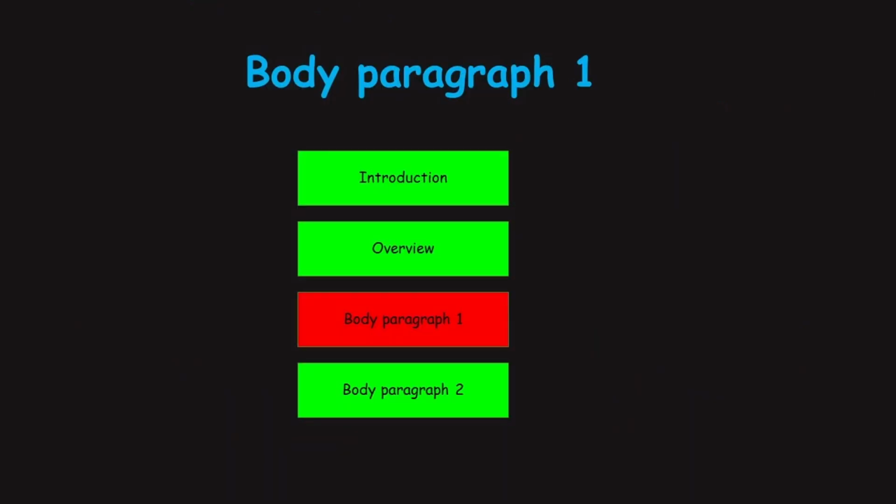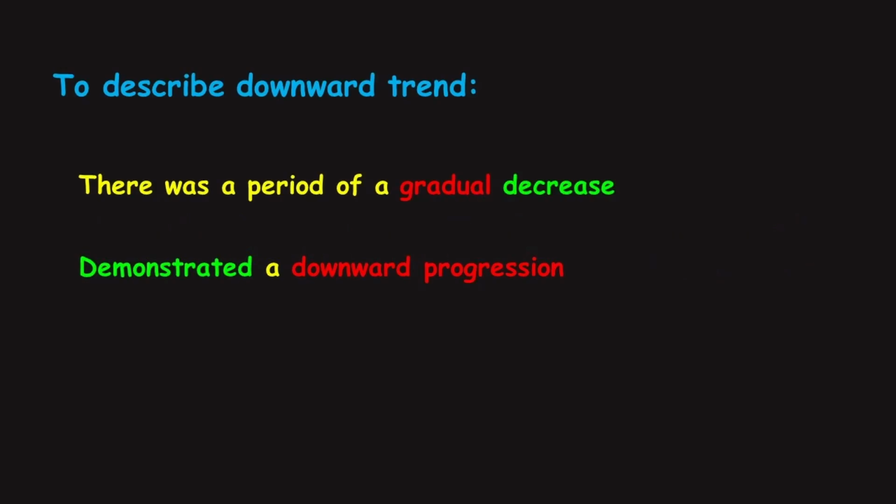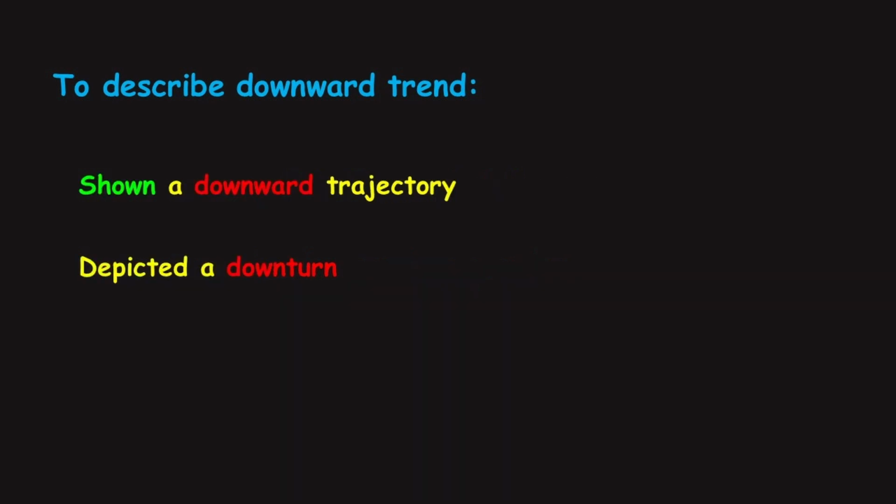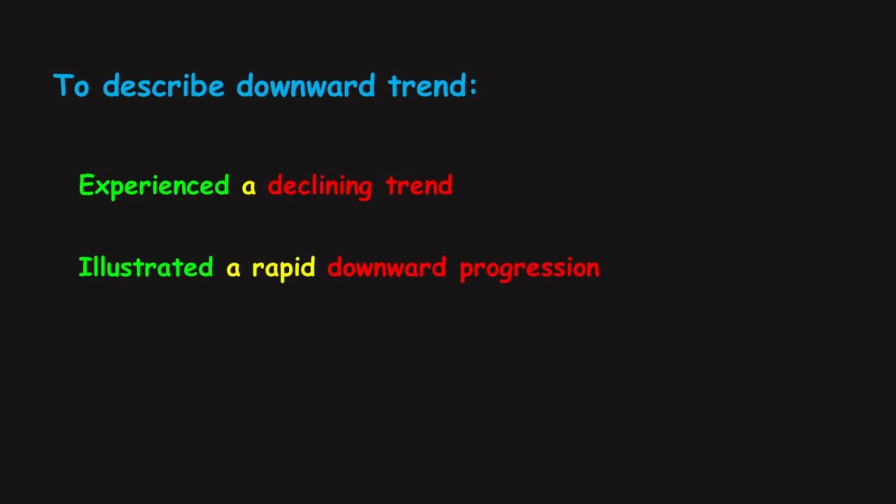Body paragraph 1. Before we start looking at the example, let us consider some additional vocabulary that should be used for writing a body paragraph. To describe a downward trend: there was a period of a gradual decrease; demonstrated a downward progression; showed a downward trajectory; depicted a downturn; experienced a declining trend; illustrated a rapid downward progression.